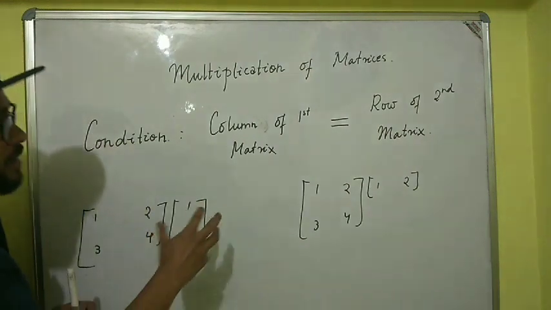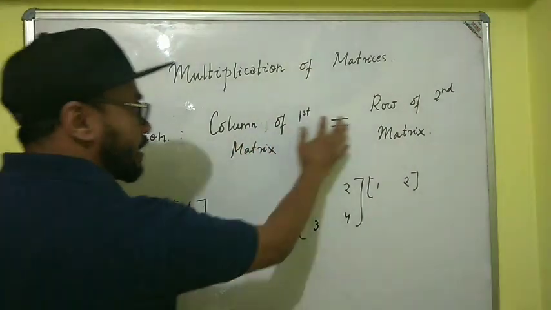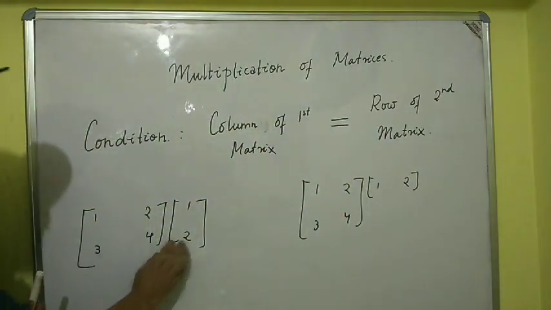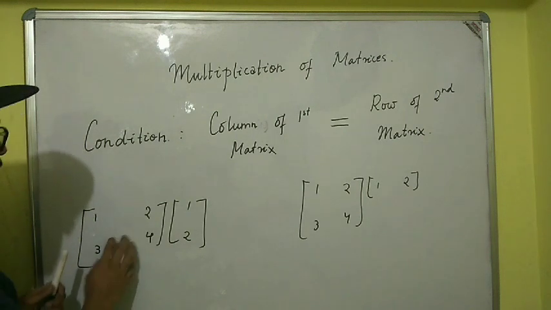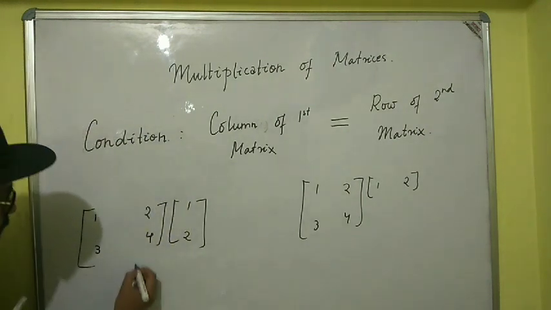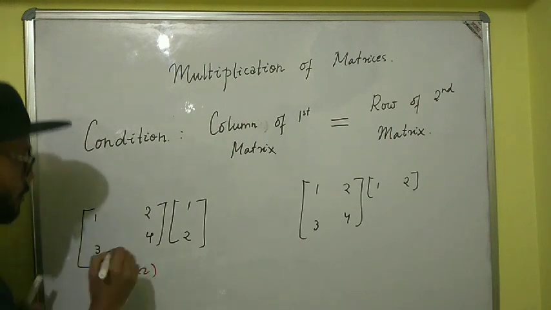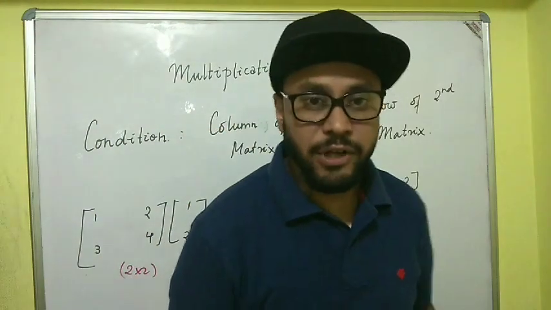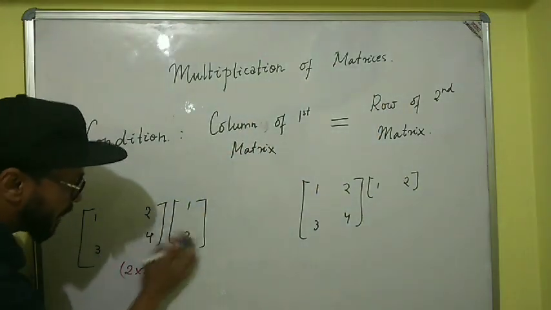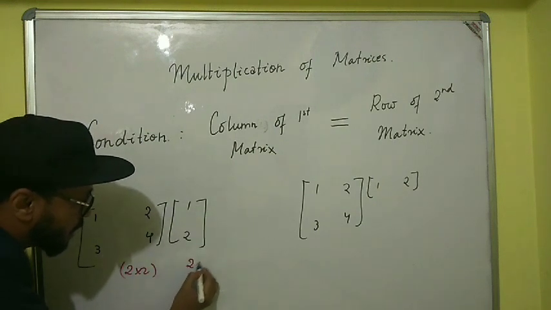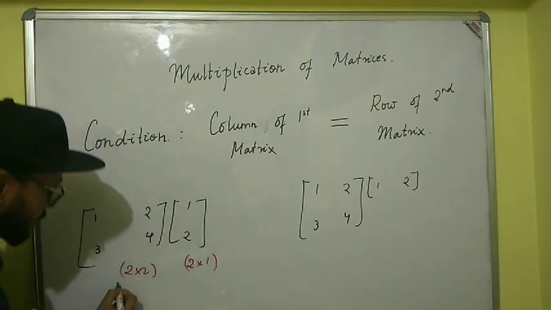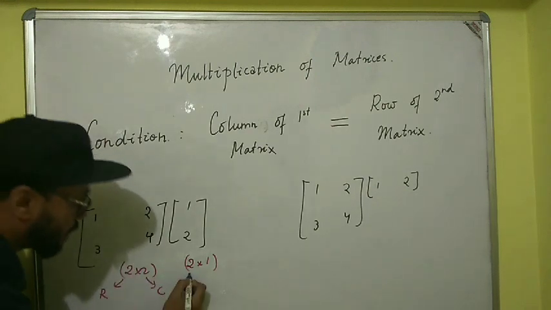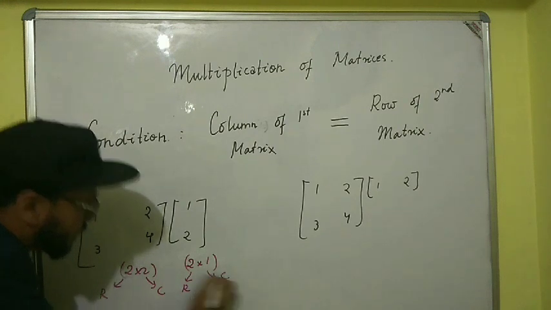Now, the condition says the column of the first matrix has to be equal to the row of the second matrix. Let's take an example of this matrix. This is the first matrix. What is the order of this matrix? The order of this matrix is 2 cross 2. If you don't know how to find the order of a matrix, then go through the first and second video. Then if you look at this one, the order of this matrix is 2 rows and 1 column. So this is the row and column of the first matrix, and the row and column of the second matrix.